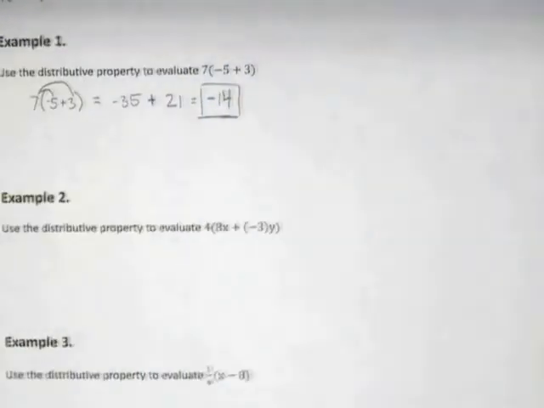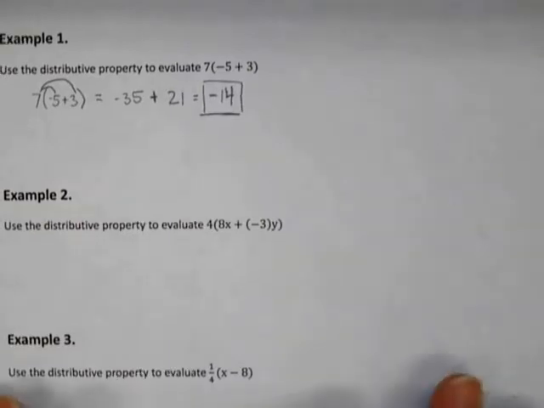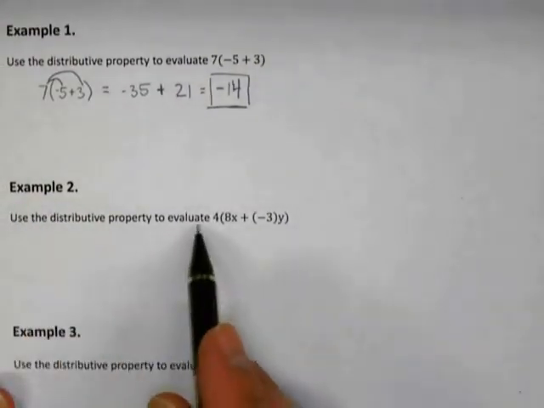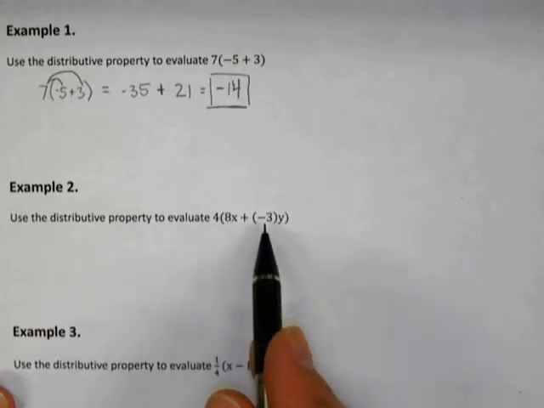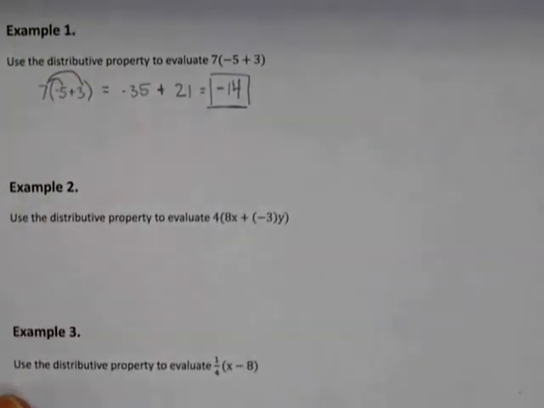Okay, some of you might have said that it would have been a little easier just to do negative 5 plus 3 is negative 2, negative 2 times 7 is negative 14. That's pretty easy as well, but it gets a little more complicated, and this is why we use the distributive property, okay? It's for things like example 2, where we have to evaluate 4 times 8x plus a negative 3y. This now gets a little more complicated because we're using two variables. Let's try it out.